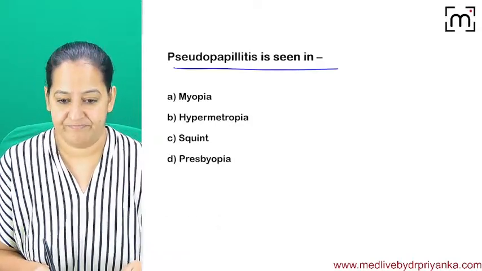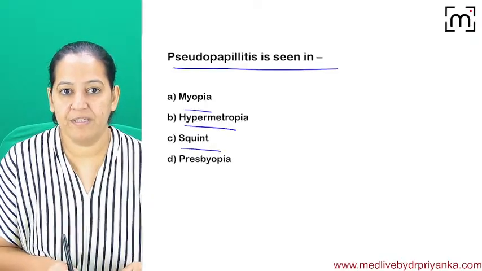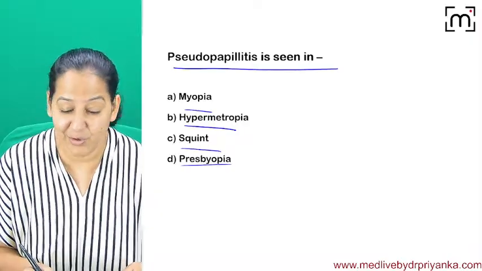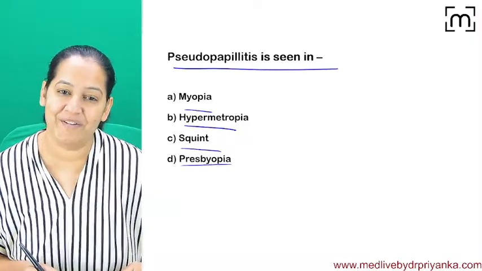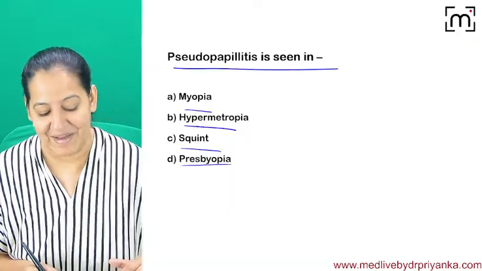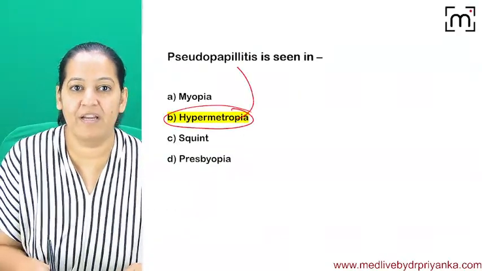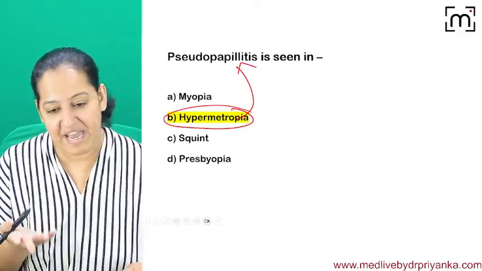Pseudopapillitis is seen in myopia, hypermetropia, squint, or presbyopia. Right now there is only one thing studied. So the question is very simple because the other three you don't know. But once you finish the entire ophthalmology, the same question is going to be difficult for you because at that time you know all of them. Currently the question is very easy. It is seen in hypermetropia. Here the optic disc looks swollen, but actually it's not swollen. So the correct answer is B, and you all are correct.